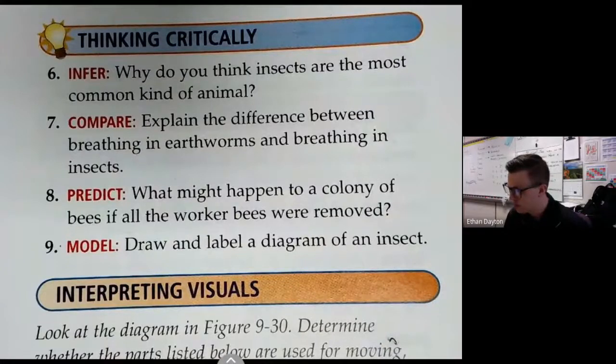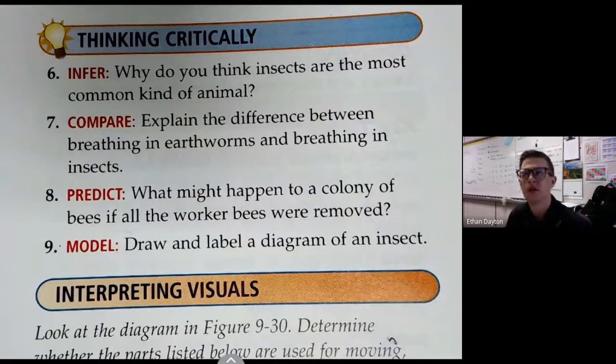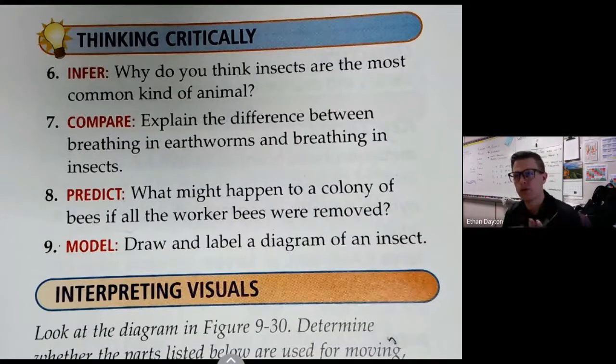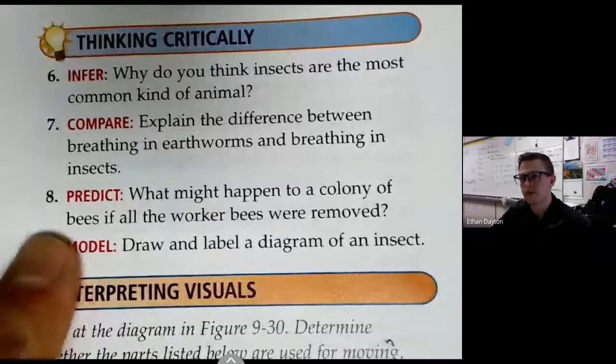Number 7 is compare. Explain the difference between breathing in earthworms and breathing in insects. So you got to think back to when we talked about earthworms. The difference between breathing in earthworms and breathing in insects is, and then go on and tell about the difference.